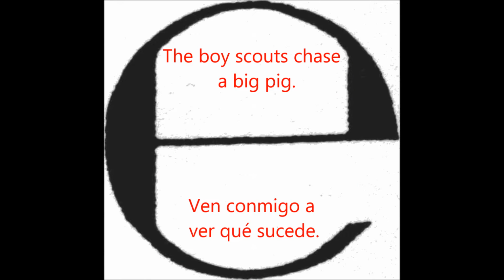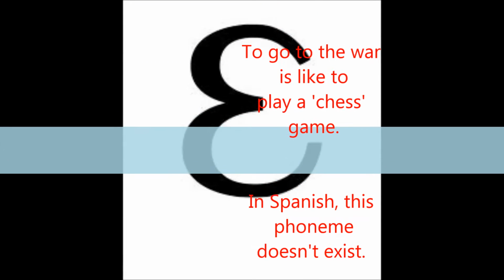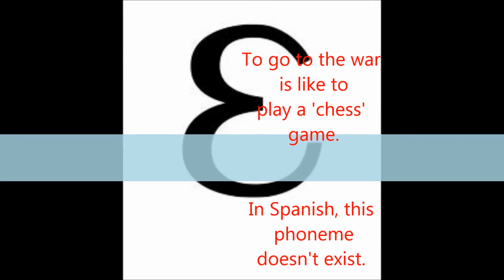A. The Boy Scouts chase a big pig. E. Ven conmigo a ver qué sucede. These phonemes differ in the transition that there is from the beginning at the end of the uttering. The first one starts in a half-closed position and finished in a closed one, whereas the second one keeps his half-closed position. To go to the war is like to play a chess game. In Spanish, this phoneme doesn't exist.